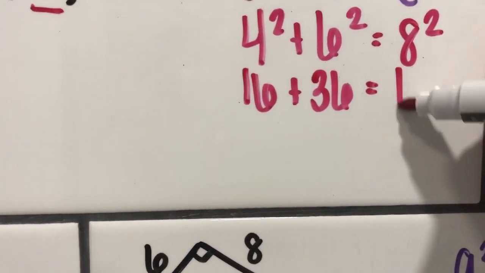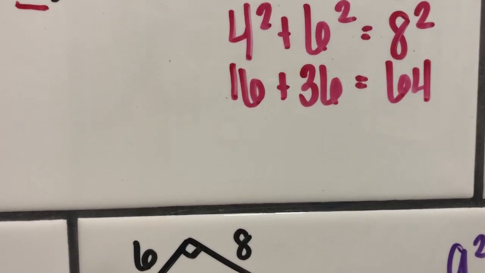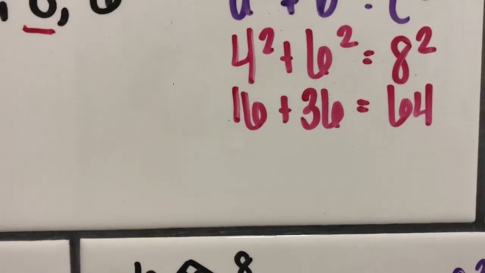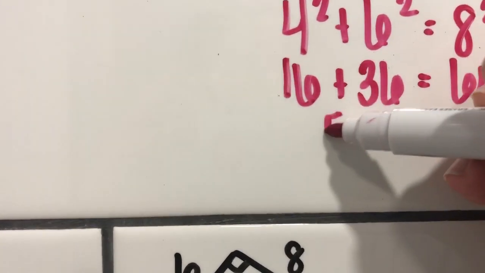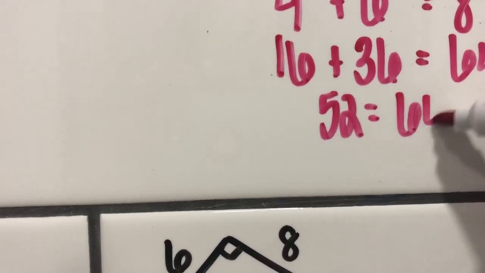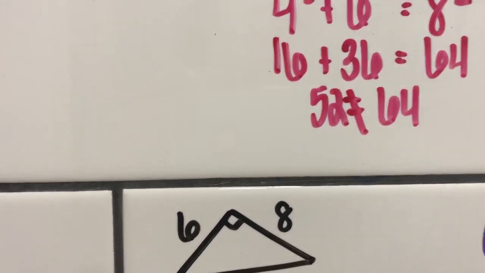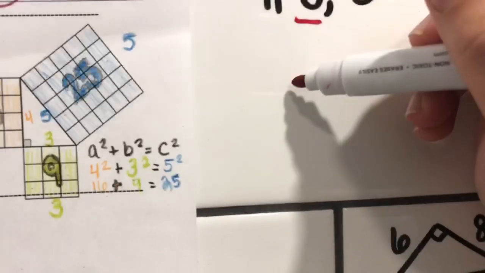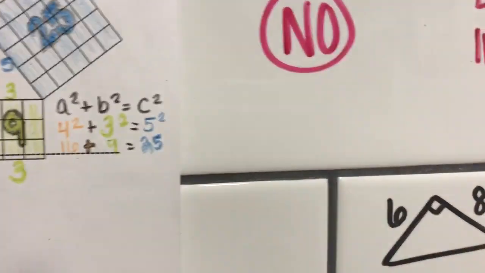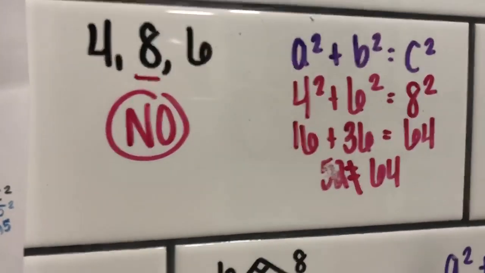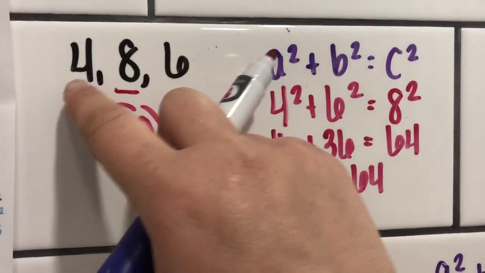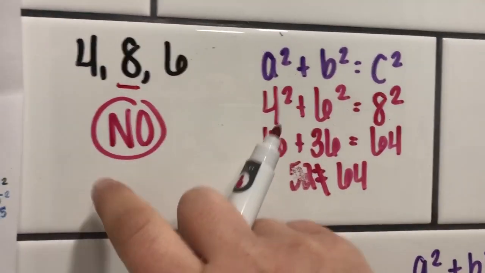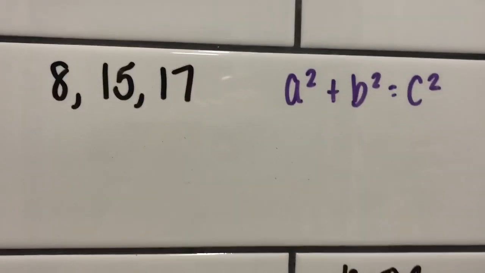And does that equal 64? That's what we're looking for. Well, 16 plus 36 equals 52. And 52 does not equal 64. Therefore, this is not a right triangle. We would say no. If I have a triangle with side lengths of 4, 8, and 6, it would not be a right triangle.